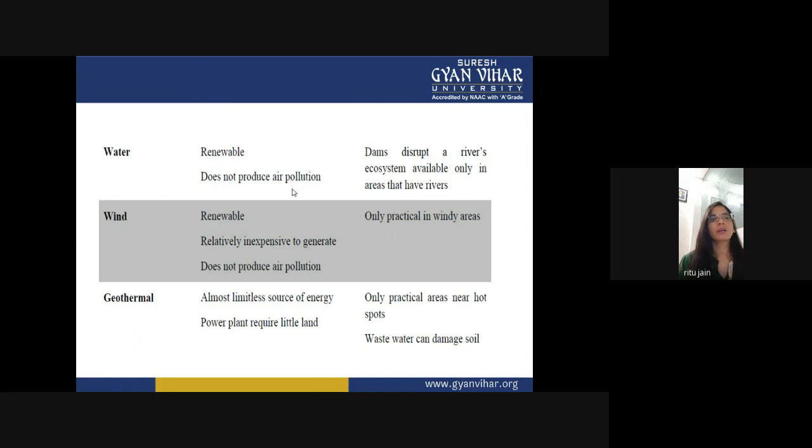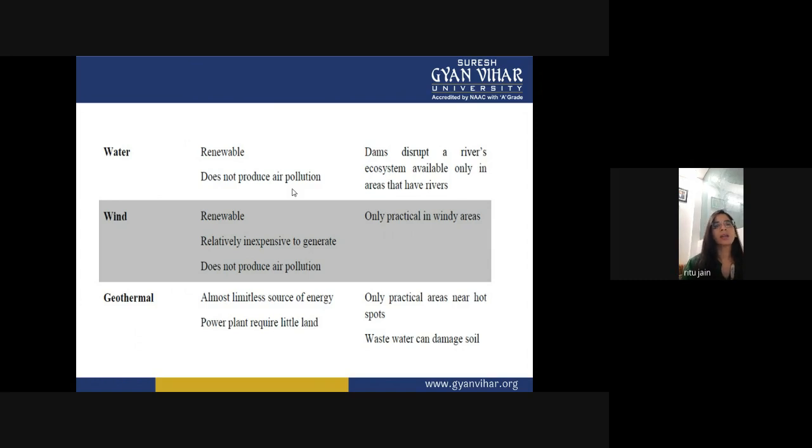So wind is a renewable energy source, relatively inexpensive to generate electricity, and does not produce any air pollution. Next is that it is only practical in windy areas. Next come to the geothermal power plant. So it is an almost limitless source of energy. Power plants require little land.